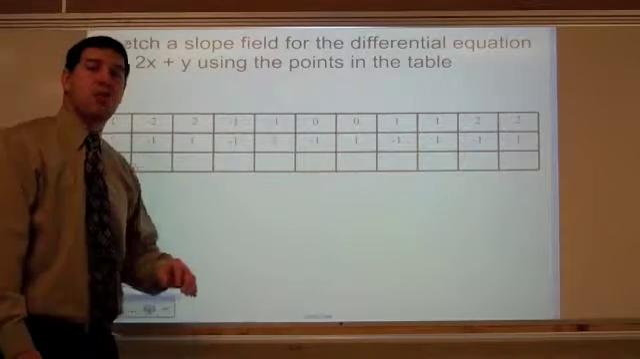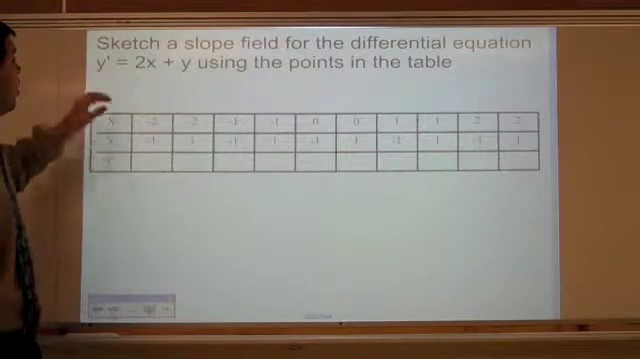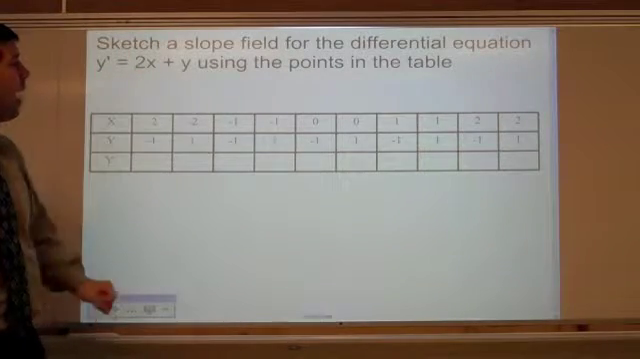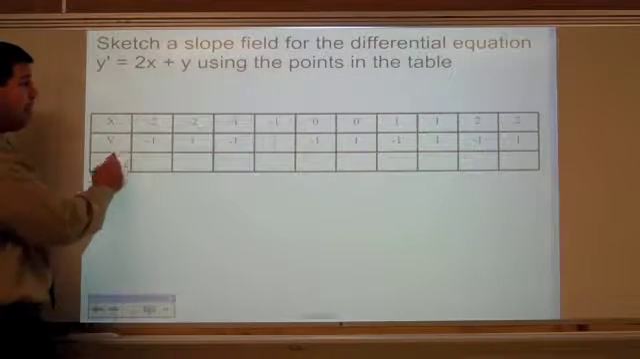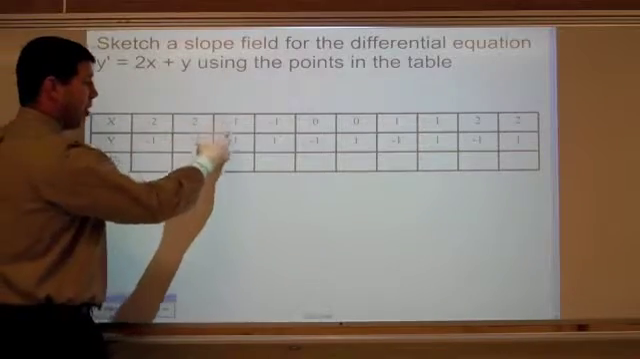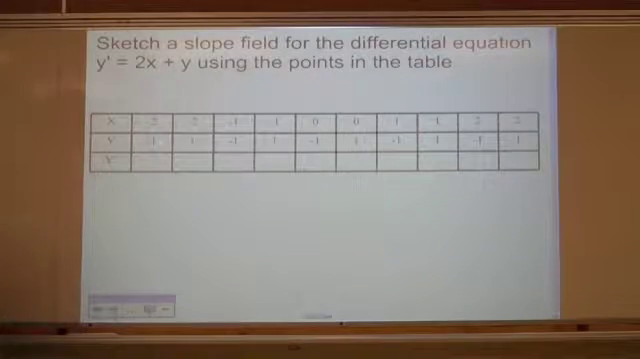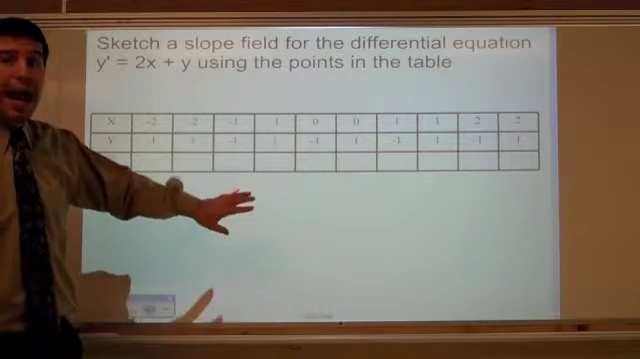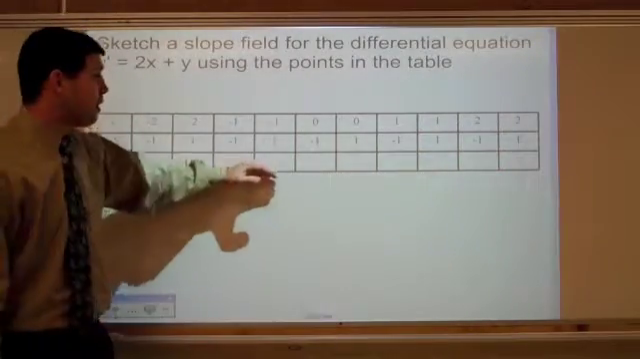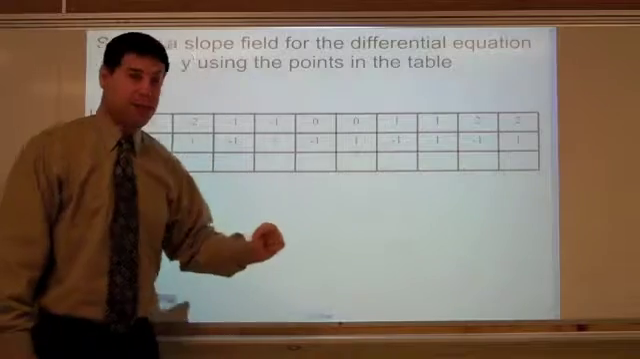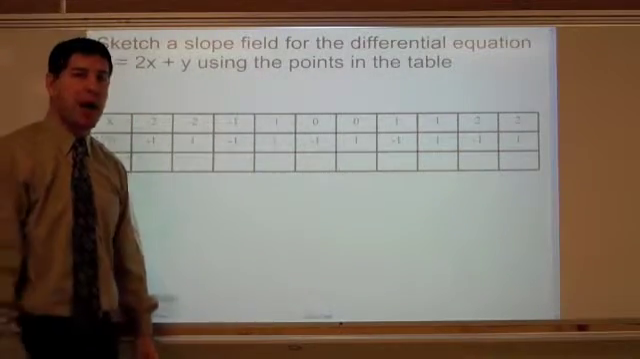Alright, another question, we're going to sketch a slope field. Sketch a slope field for the differential equation, y prime equals 2x plus y, using the points in this table. So x, y, y prime: -2, -1; -2, 1; -1, -1; -1, 1; 0, -1; 0, 1; all the way down to 2, 1. What I'd like you to do now, pause this, take some time, fill in this table. Find the value of the derivative at each of these points using this differential equation, y prime equals 2x plus y.